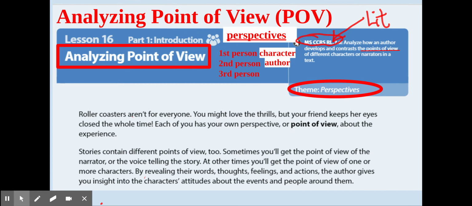And then we have our last one, which is third person, which means there is a narrator somewhere inside the story.